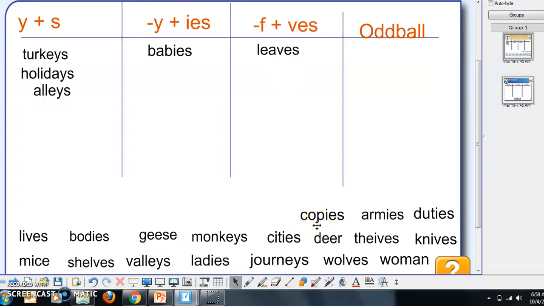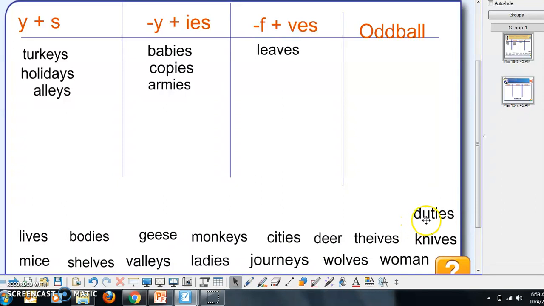The next word is copies. To make copy plural, what would we have to do? Take a look at the ending. We would need to subtract the Y and add IES. Does it look great? I agree. Next word is armies. The singular version of the word armies is army. And what would we need to do to make it plural? You got it. Add IES.